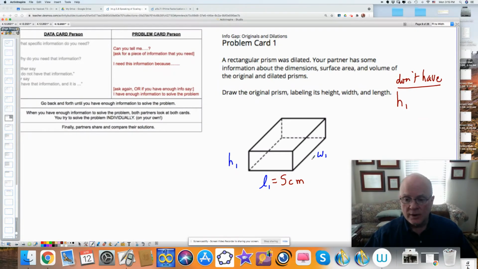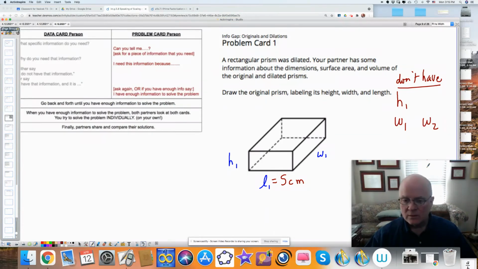Can you tell me the width 1? Why do you need the information? That's what I'm looking for. No, I don't have the information. What specific information do you need? Can you tell me the width 2? Why do you need that information? Well, if I knew the dilation, the scale factor, then I could find it. No, I don't have that information. I'm sorry.